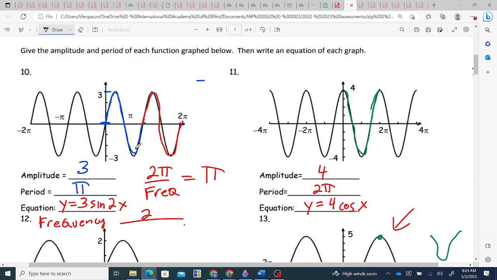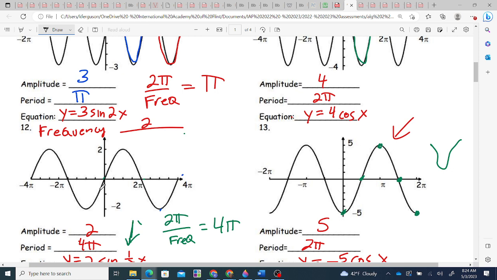So this frequency is 2 because I've got 2 complete cycles between 0 and 2 pi. This frequency is 1 because I've got 1 complete cosine cycle between 0 and 2 pi. Even though they try to trick us a little bit because they've got 2 cycles here, what I'm looking at is how many cycles I got between 0 and 2 pi. There's only 1.